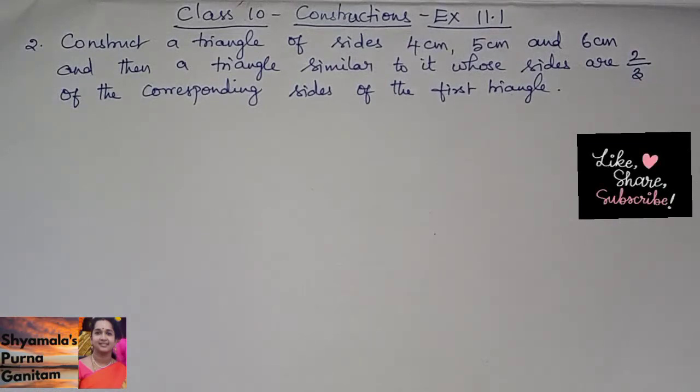So using this scale factor of 2 by 3, we are going to construct a triangle with the given measurements of 4, 5 and 6 centimeter. That is the original triangle. For this triangle, we are asked to construct another triangle with the scale factor of 2 by 3. That triangle will be inside this original triangle. So first, with the measurements 4, 5 and 6 centimeter, we'll construct a triangle.